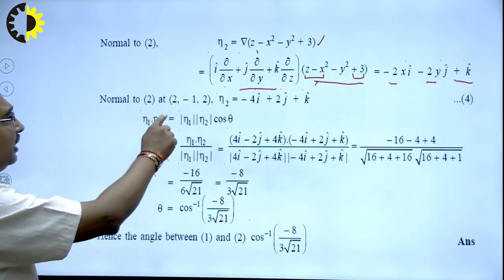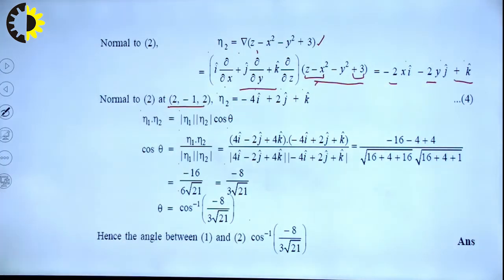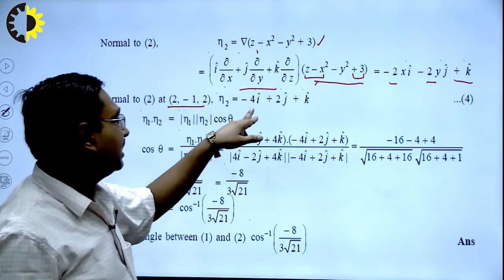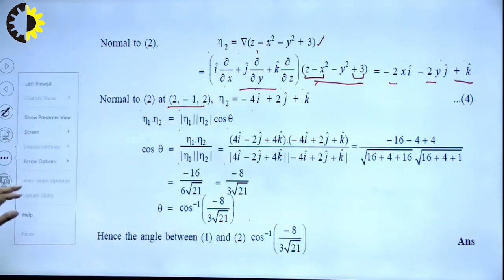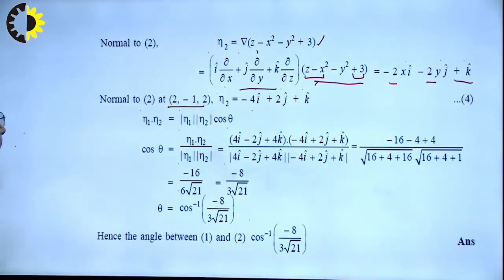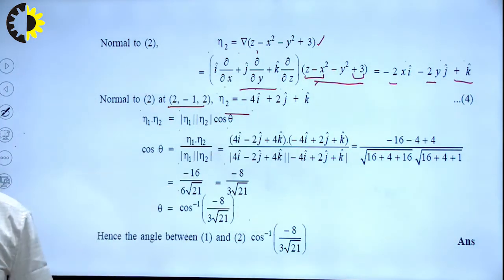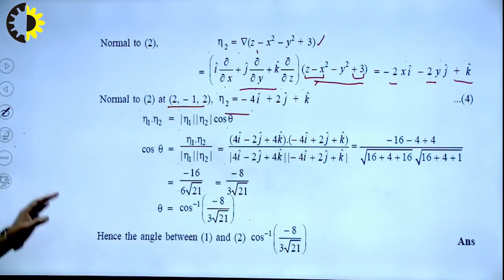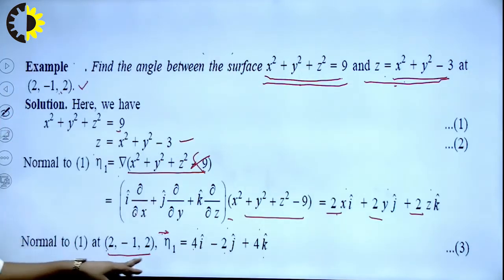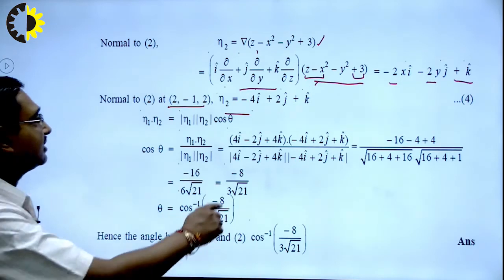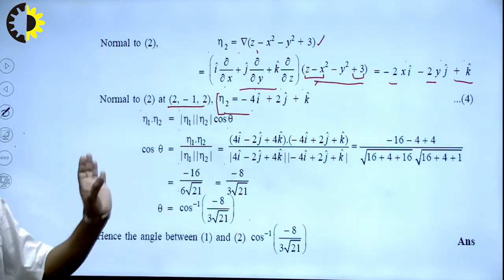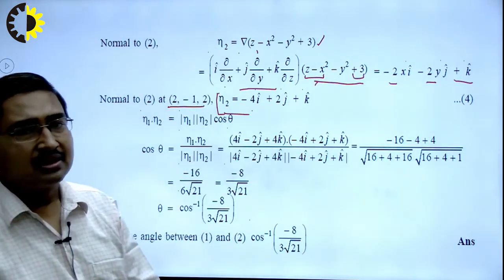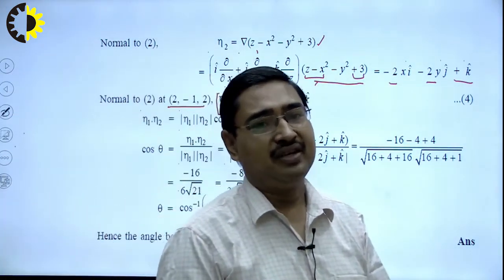Substituting the given point 2, minus 1, 2 in the surface, I obtain minus 4i cap plus 2j cap plus k cap, which is the normal vector to the second surface. Now, the normal to the first surface n1 is calculated, and the normal to the second surface n2 is also calculated. The angle between these two normals will be the angle between the given surfaces.